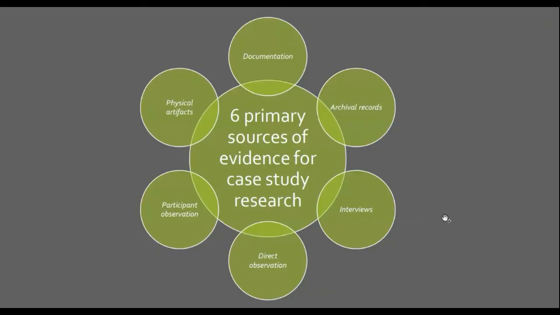So let's look at the six primary sources of evidence for case study research. Basically in case study we acquire data from many sources, many types of evidence. It's very rare that people use just one source of data. So these are the six common sources: documentation, archival records, interviews, direct observation, participant observation, and physical artifacts. Building is under physical artifacts.